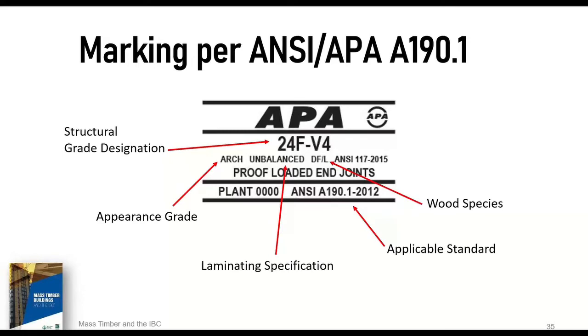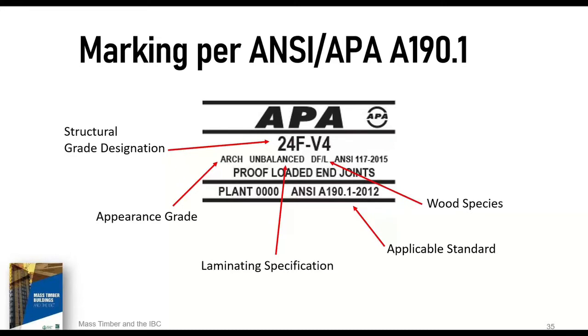Continuing on, ARCH, that designates the appearance grade. Available appearance grades include industrial for enclosed or exposed areas where appearance is not important, architectural, as shown by this, which is for exposed applications, and then premium is a custom order where appearance is of prime importance. Framing is the last of the designations. That's for enclosed uses such as headers.